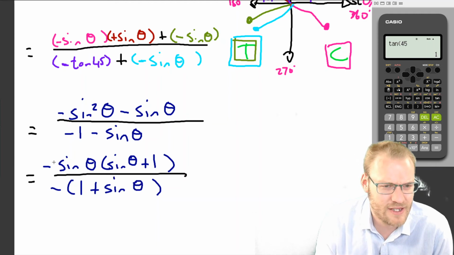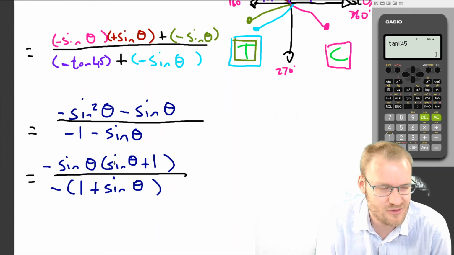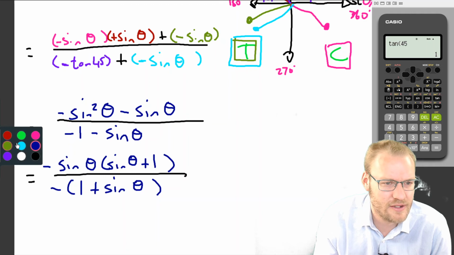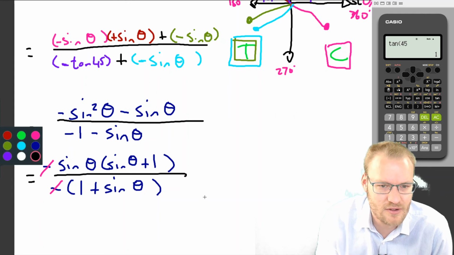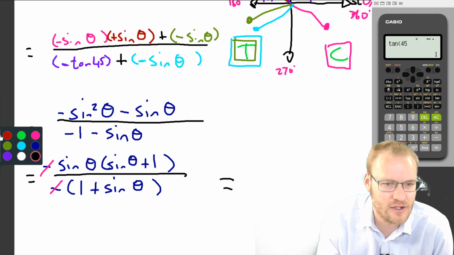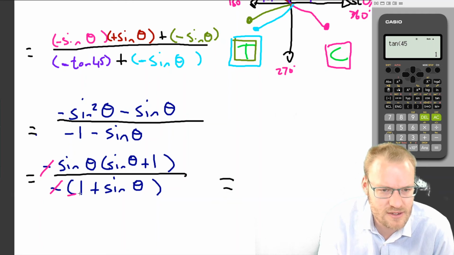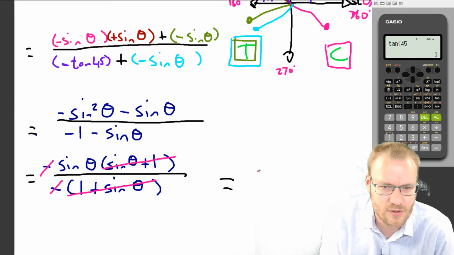Okay, now you didn't have to take out the negative. If you took out a positive sine theta, it would still work out. Okay, so let's see what we can cancel. Well, this negative divided by negative is a positive. Okay, and then we've got, oh, this whole bracket's the same, 1 plus sine theta. So what are we left with?